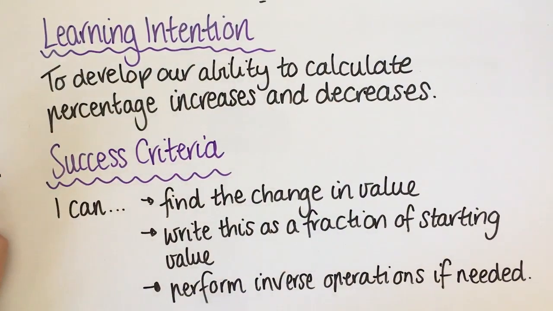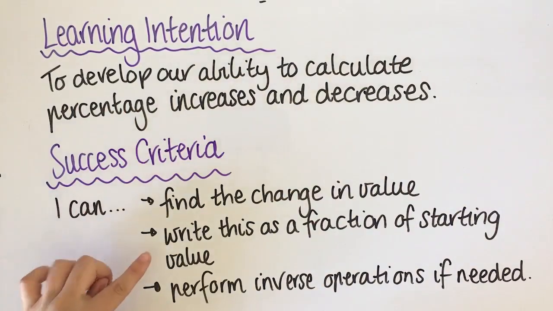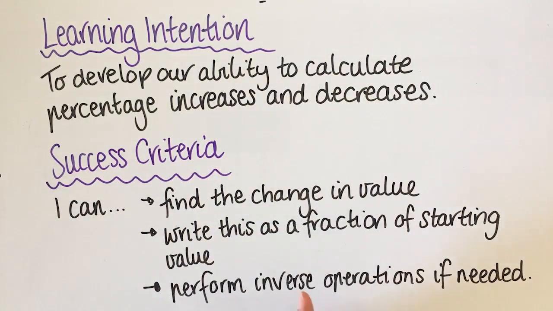So you need to be able to find the change in the value. So there's a starting value and an ending value. So you need to figure out how much that value's changed. Then you need to write this as a fraction of what the starting value was. And then sometimes you'll need to perform inverse operations, okay, depending on what the question's asking.